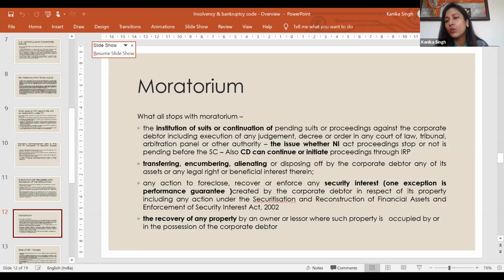One gray area which the Supreme Court is still looking at is whether the Negotiable Instruments Act, whether your Section 138 proceedings, also get automatically stayed or not. That is still under consideration and hasn't been decided.